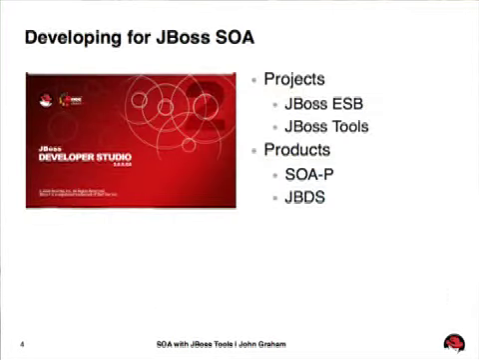So there are two components to this. As you've probably heard before, JBoss is an open source company, so we have the notion of projects and products. On the project side we have JBoss ESB and a number of other projects like JBPM, Drools, and so on that comprise our open source SOA solution, and then still open source but productized for support and service, we have SOA P.